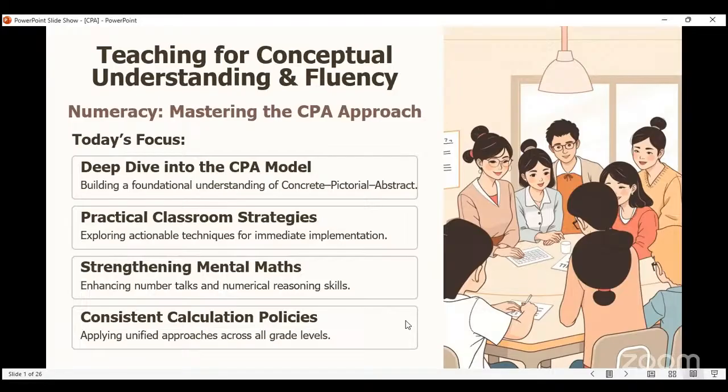Our focus today is to master the CPA approach, conceptual understanding, and fluency in numeracy. We are going to explore practical classroom strategies today. We are going to strengthen our mental mathematics skills and apply consistent calculation policies across all grade levels.